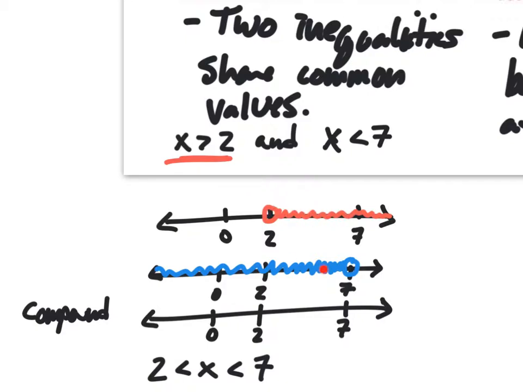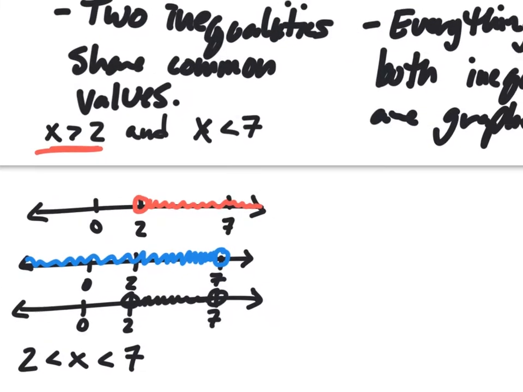If I were to combine both of these graphs and ask where on both graphs I have the same values, then my values are strictly between 2 and 7. So I would put a circle at 2 and a circle at 7, and then shade in between. This is what I mean by a compound inequality, where you're dealing with more than one inequality. All right, now let's look at something else.